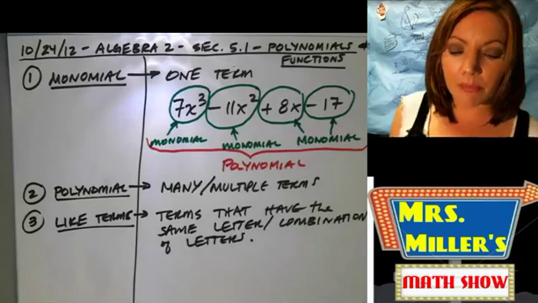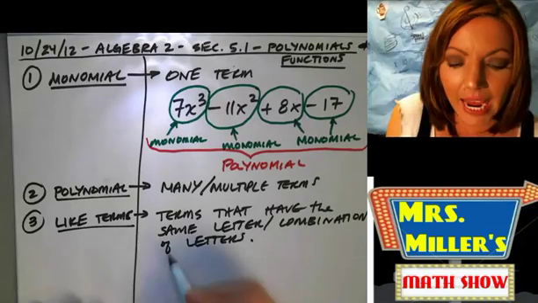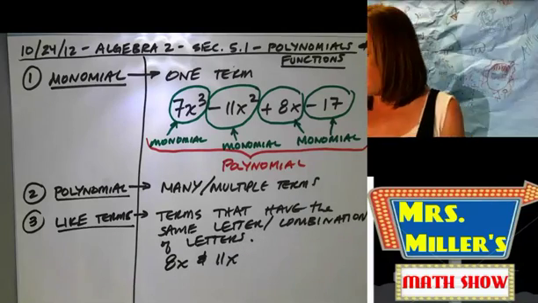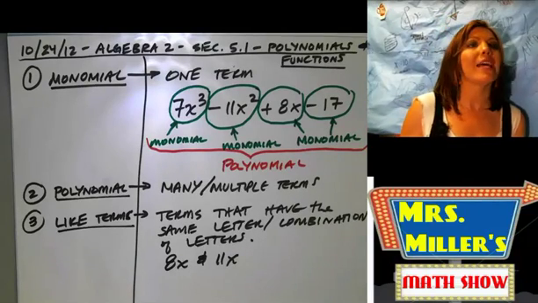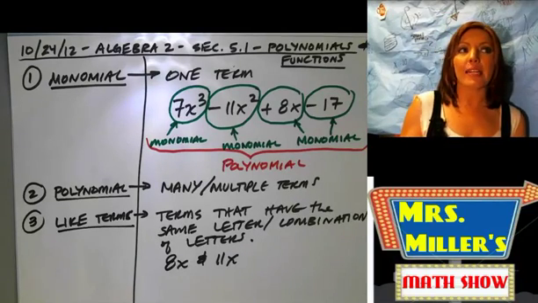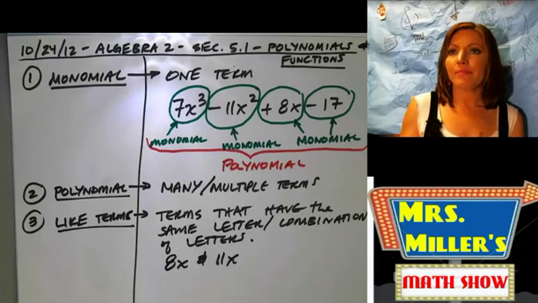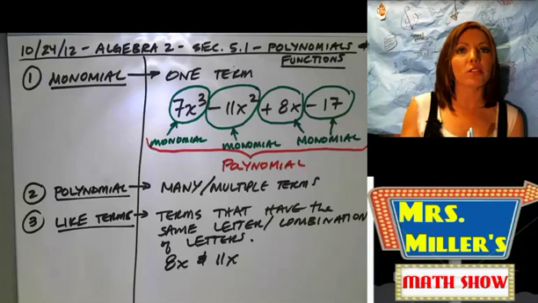All right, so let's put this up here. 8x and 11x are like terms. Somebody tell me why 8x and 11x are like terms. Thane. They both have x. They both have x. Give it up for Thane. That's the worst giving it up ever.